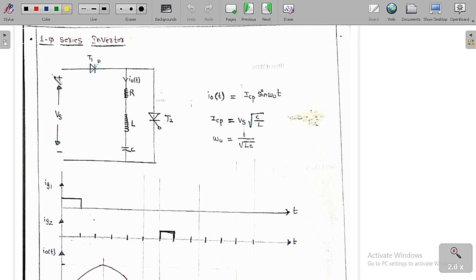So we have learned about the current source inverter and successfully completed it. Now we are going to learn the single phase series inverter. Now we are going to study what a single phase series inverter is.